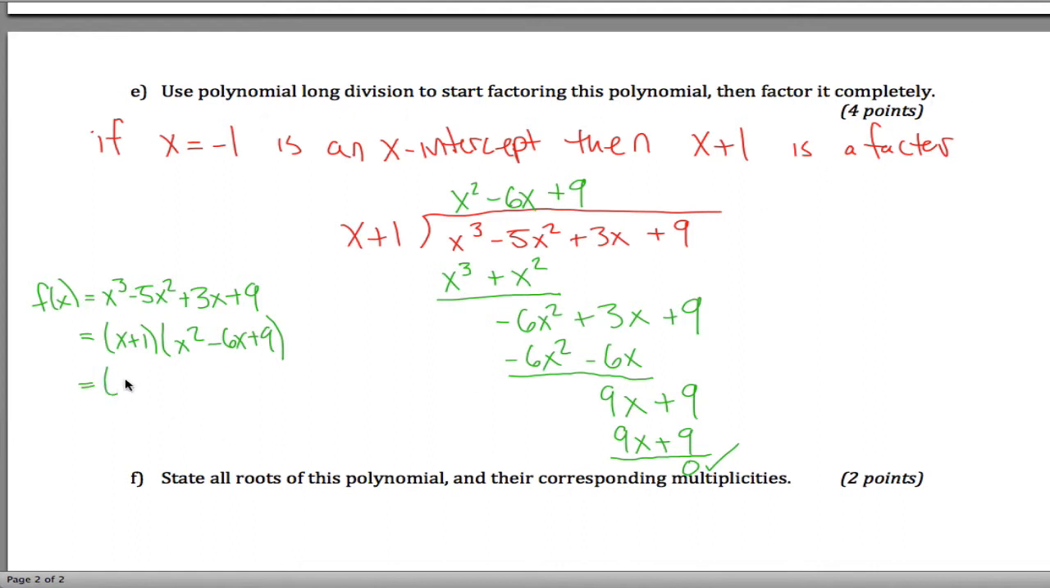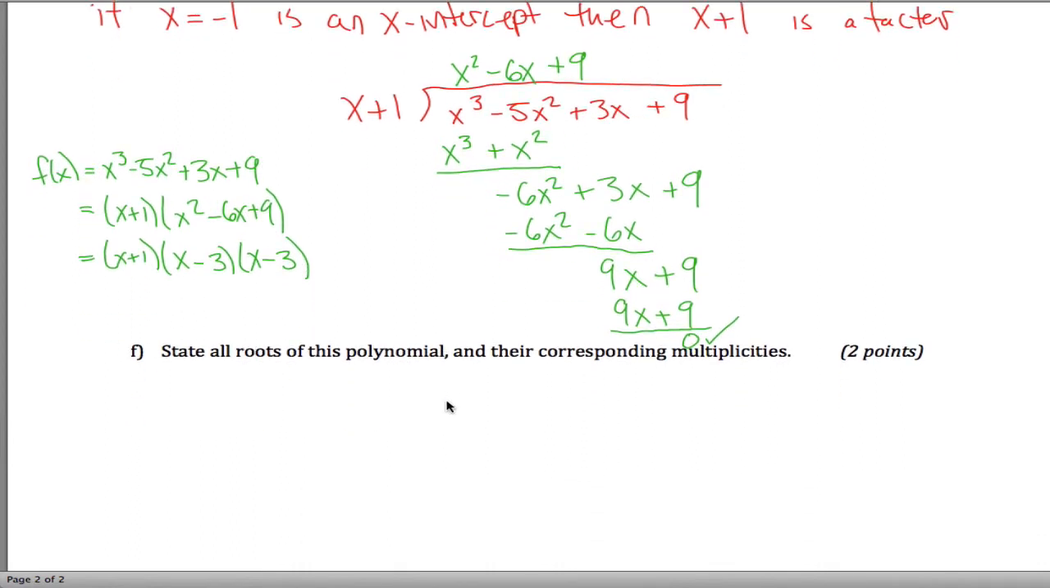The way I can finish factoring it is I have to factor this. I need two numbers that multiply together to give me 9 and add together to give me negative 3. Negative 3 and negative 3 are those numbers. So what I'm saying is this polynomial completely factored looks like this. Now it says state all roots of this polynomial and their corresponding multiplicities.